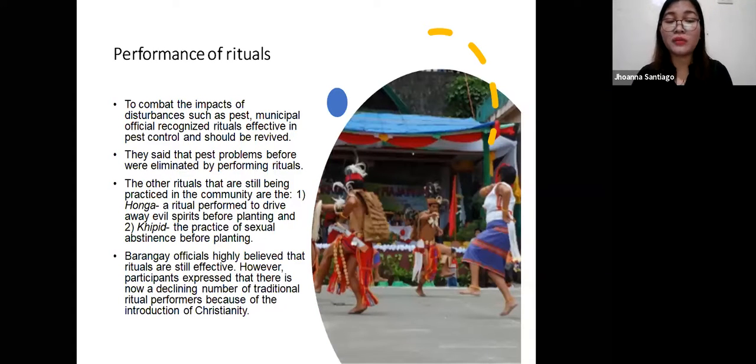Here is another thing, the performance of rituals. They practice rituals, especially when there are pest incidents; honga, a ritual performed to drive away evil spirits before planting; and kipid, the practice of sexual abstinence before planting. Only a few practice these rituals now. The participants told me that there is a declining number of traditional ritual performers because of the introduction of Christianity in the village. The majority of the indigenous people are now Christians, some are Catholics, and other religions exist in the village.